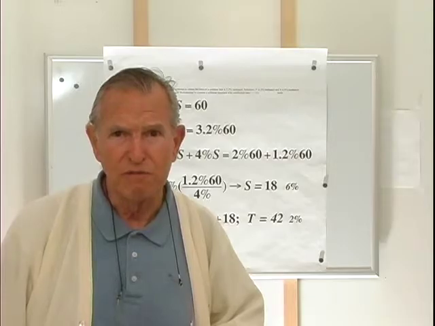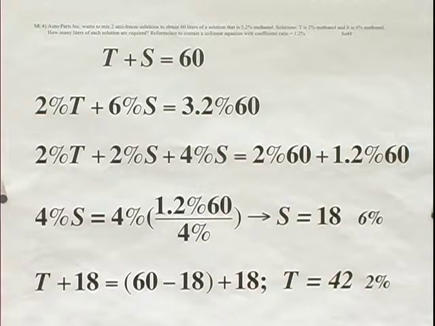by reformulation. Auto Parts Incorporated wants to mix two antifreeze solutions to obtain 60 liters of a solution that's 3.2% methanol. Solution T is 2% methanol and solution S is 6% methanol. How many liters of each solution are required? We're going to reformulate to contain a collinear equation with coefficient ratio 1 to 2%.